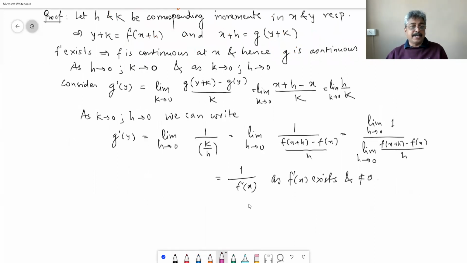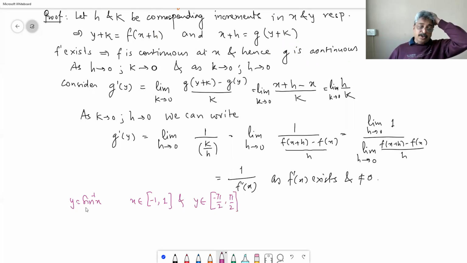derivative of sine inverse x now. Y is equal to sine inverse x. Okay, so here let us write down x belongs to -1 to 1 and y belongs to -π/2 to π/2. That is the domain and range consideration of this function sine inverse x. So we have to have that in mind.